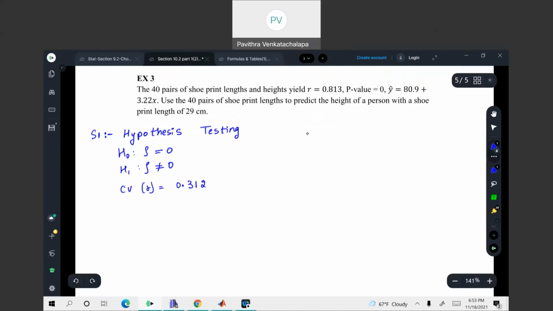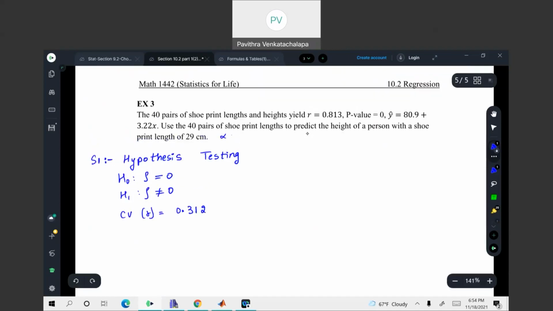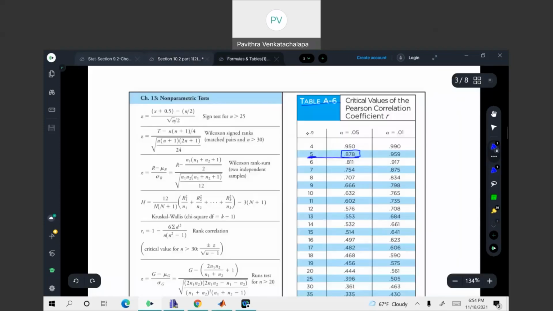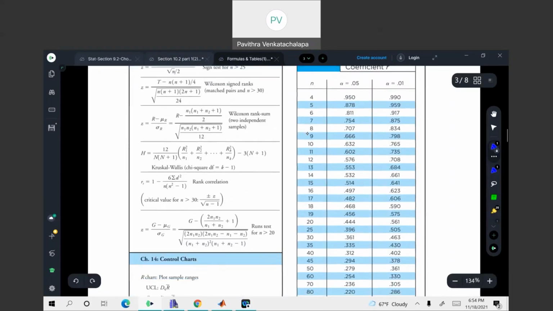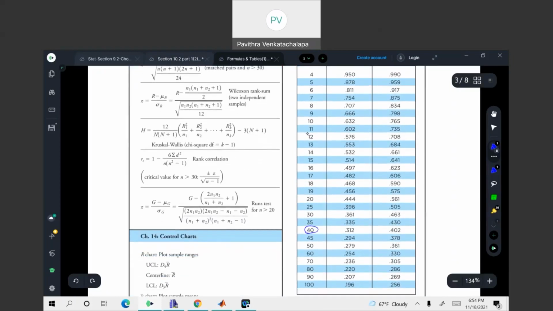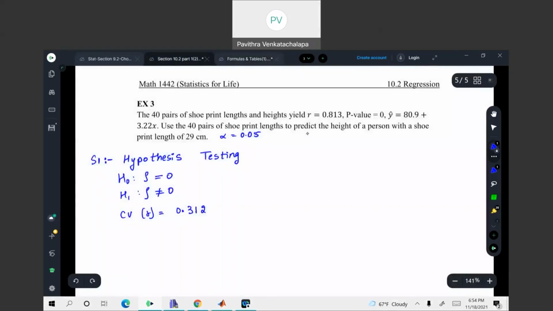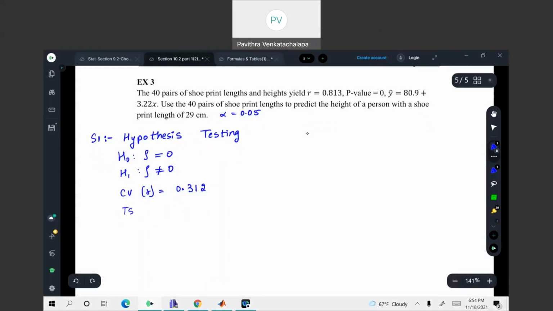How? You go back to the table here. Now n is equal to how much? 40, right? And alpha is not given. Take alpha equal to 0.05. So go back to the table. Alpha is 0.05 and n is equal to 40. Scroll down, n is 40 here, alpha is here. So this is your critical value r, which is 0.312. And in the same way you calculate the statistic r.